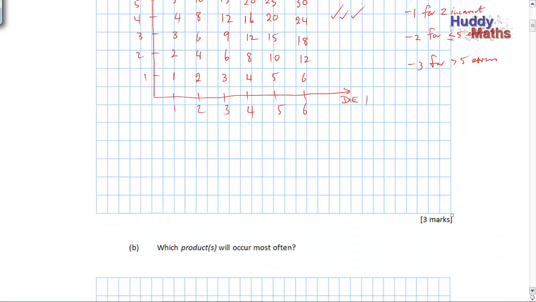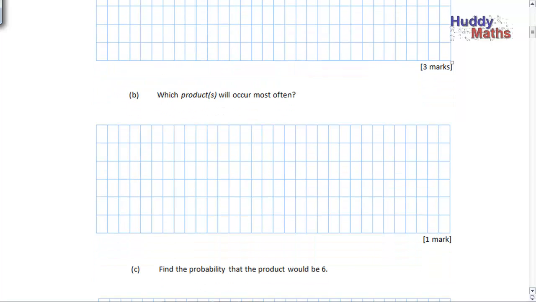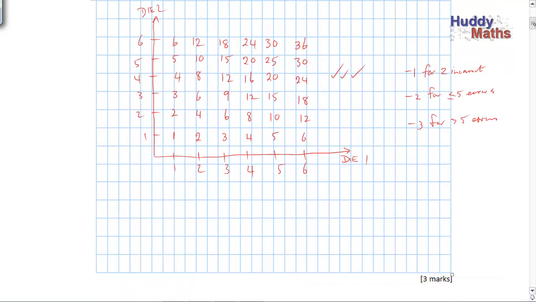Let's go down and have a look. Which products will occur most often? Now for this we're going to have to go back and look at the grid. Which products will occur most often? So we look around there, and I think you can see the 12s, okay, through here, and the 6s, 1, 2, 3, 4.